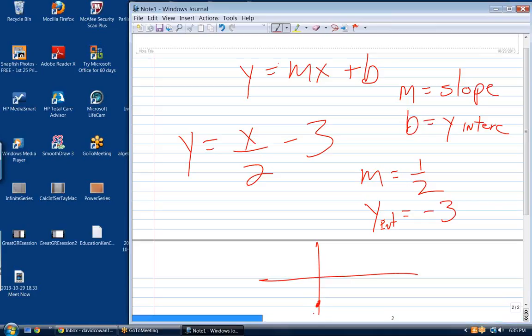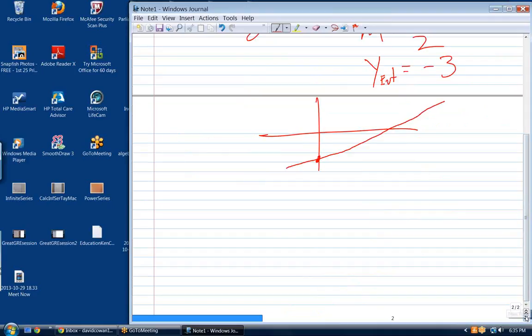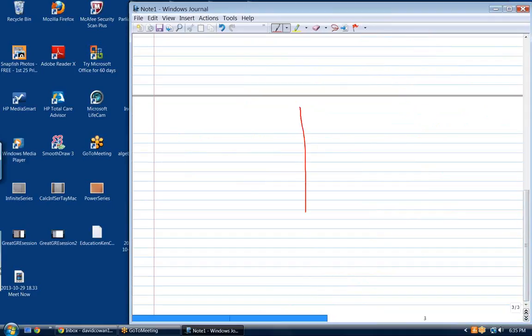You're right. Is the slope of 1/2 steeper or flatter than a slope of 1? Flatter. Let's go over that. Yeah, because you're going over 2 and up 1. Give me approximate numbers for the following slopes.